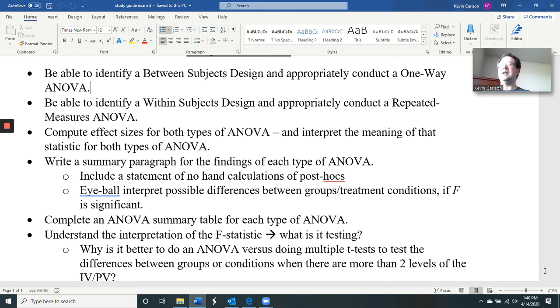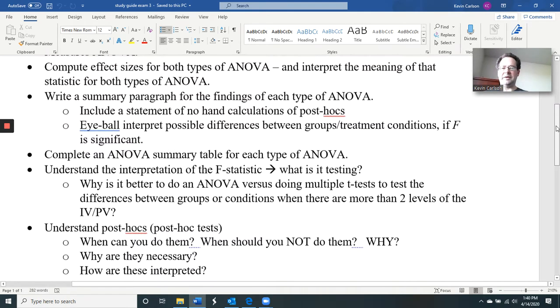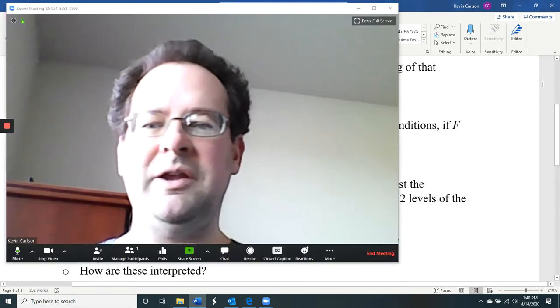Obviously with these ANOVA problems, I'm not expecting you to memorize all of these formulas. The problem part then obviously will be open book.